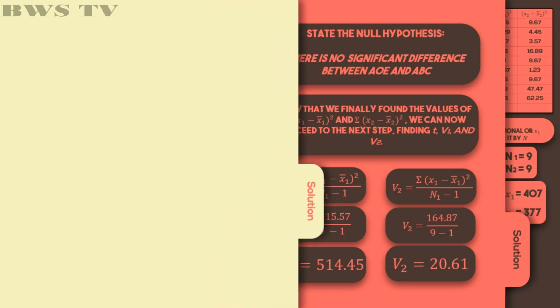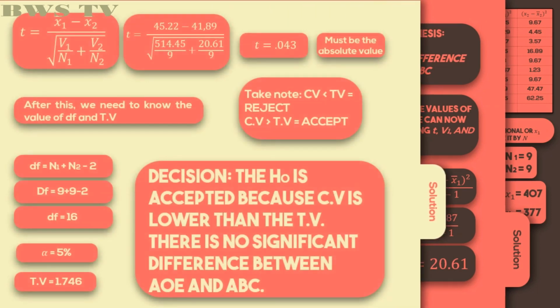Now let's get the t-value. To get the t-value, just use the formula for the t-value. T-value is equal to 45.22 minus 41.89 over the square root of 514.45 divided by 9 plus 20.61 divided by 9. The t-value this time is positive, so just take the value as it is. T-value is equal to 0.043. Now let's get the degrees of freedom and the tabular value.